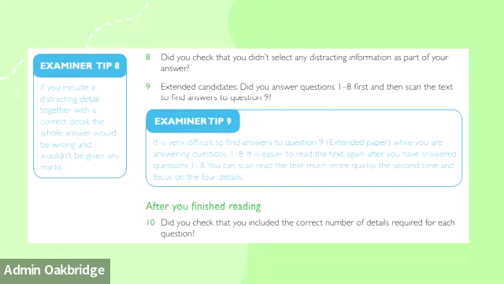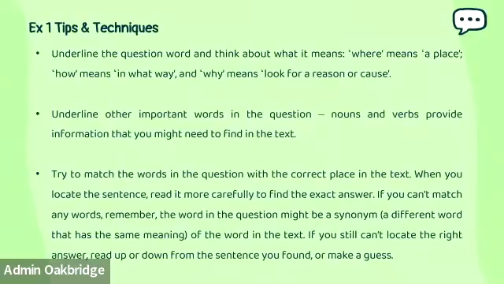Examiner tip 9, it is very difficult to find answers to question number 9. All right, as you all know, question number 9 requires you to write 4 details. So what you need to do is, for question number 9, you have to read the text all over again after you have answered questions 1 to 8. You can read the text much more quickly the second time and focus on only the 4 details. So please remember that. So for exercise 1, let me recap again.